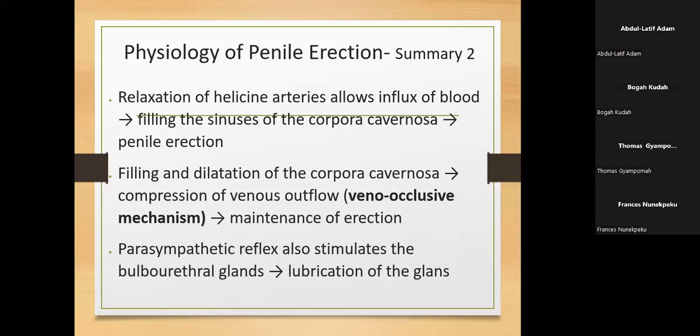Okay, I'm sorry, I think I went off briefly. So I'm sure by now, and with the summary, you can appreciate the physiology of erection, which is a normal phenomenon with the penis.